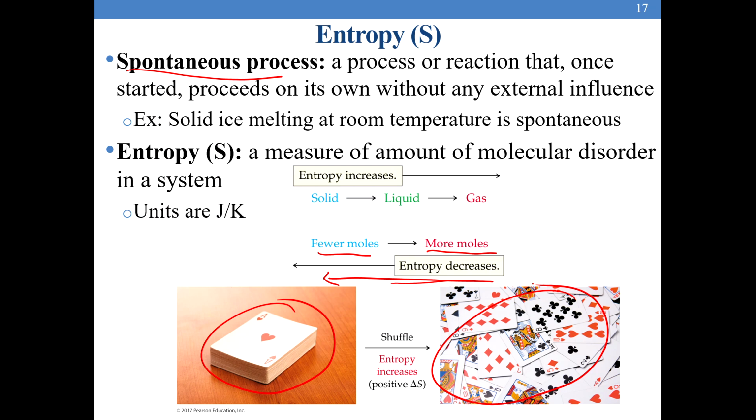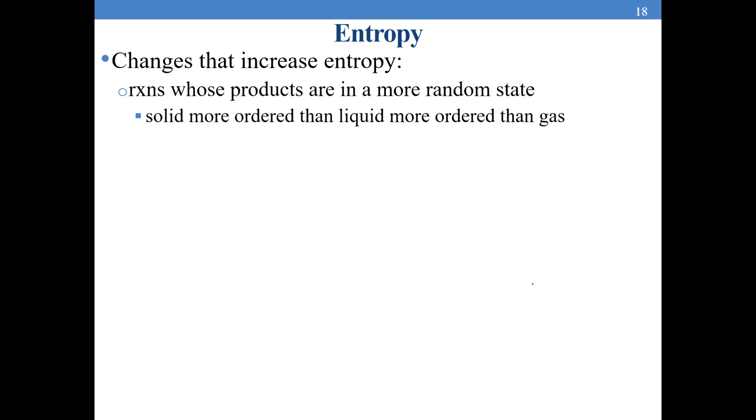Okay, so I have a list on the next slide of examples of where you would see and apply entropy changes that would increase entropy. So we'll just focus on increase. And obviously the opposite would be a decrease in entropy. Okay, so a reaction whose products are in a more random state. That was like the cards, or even the solid to liquid to gas. Gases have more randomness, and therefore they have higher entropy, or S, higher S, okay?